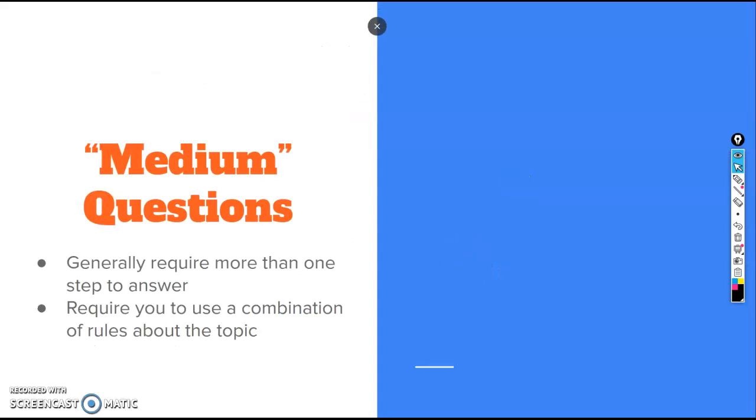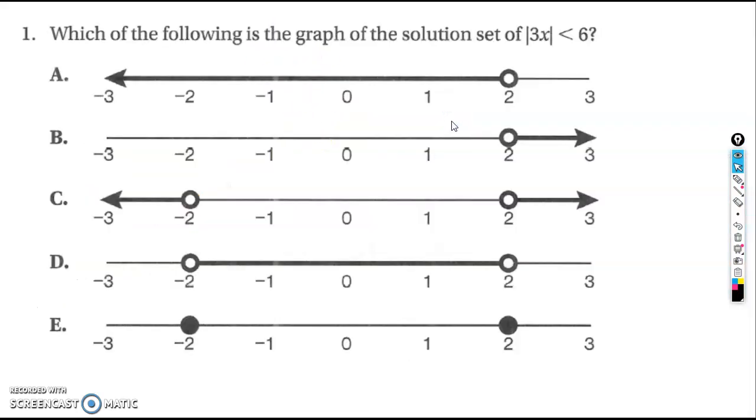Okay, next we have medium questions. This is going to generally ask you to do more than one thing. So maybe it's going to be a multi-step kind of equation. It might require you to use a combination of topics. So rather than just asking you to solve, it might ask you to solve and then to plug that solution into a formula, something like that. Here's some examples.